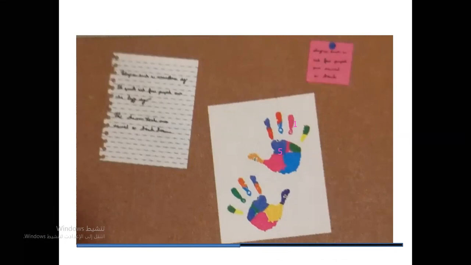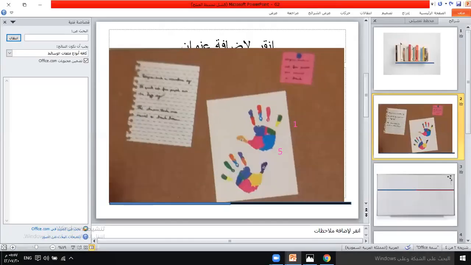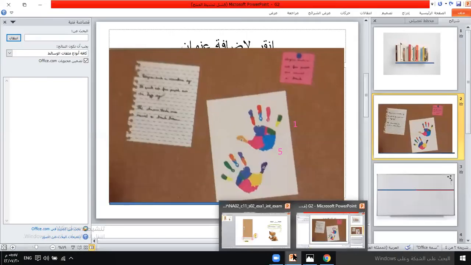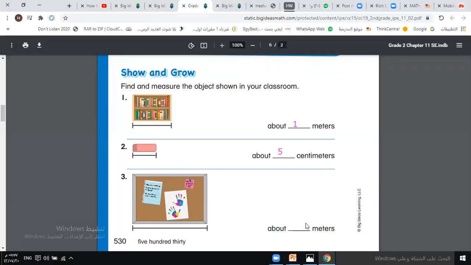Zainul Abidin, you are super boy. Thank you. Bye. Bye. I love you. I love you too. Now let's write here 2 meters. It's about 2 meters. So write here 2, please.